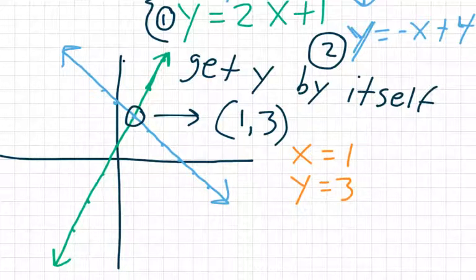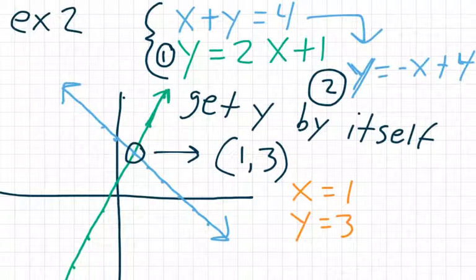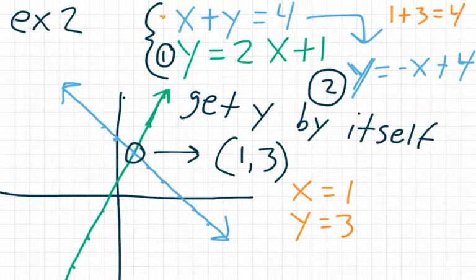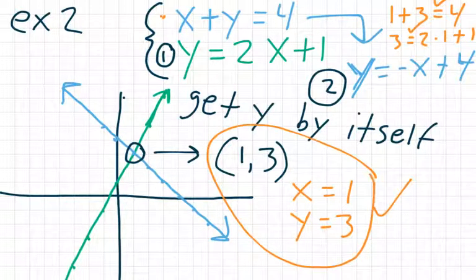And what I can do is check it up here. So if I check the first equation, I'll check the one up here originally. So 1 plus 3 equals 4. Well, that's good. And then 3 equals 2 times 1 plus 1. 2 plus 1 is 3. That's good. So we're good. This is the answer. I don't care which way you give me the answer, as a point or like this, just give me the correct answer.